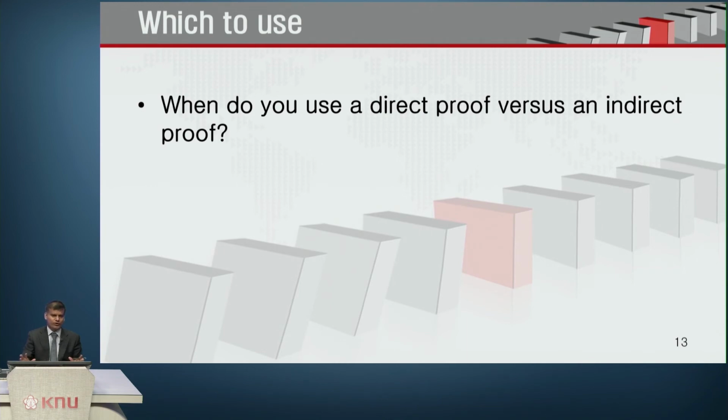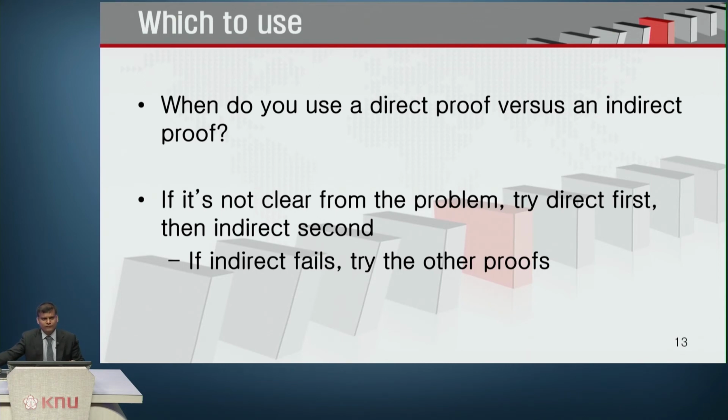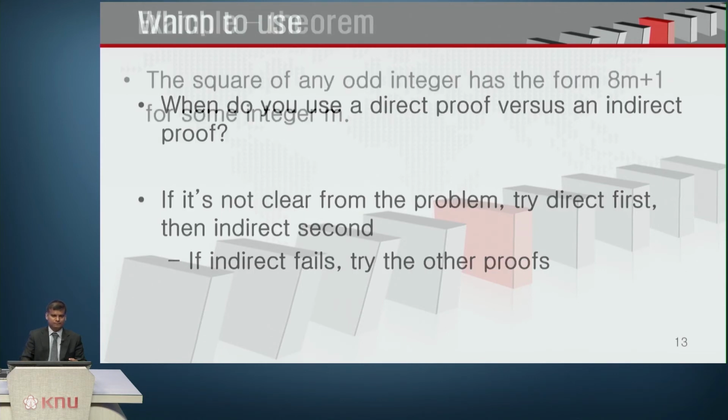So which one are you going to use, the direct proof or the indirect proof? When do you use the direct proof and when do you use the indirect proof? If it's not clear for a problem, try direct first, then indirect second. If direct fails, try the other proofs, that is indirect. If indirect fails, you have other 8 different proofs. We saw that there are 10 different ways of proving things. You can try other proofs as well.